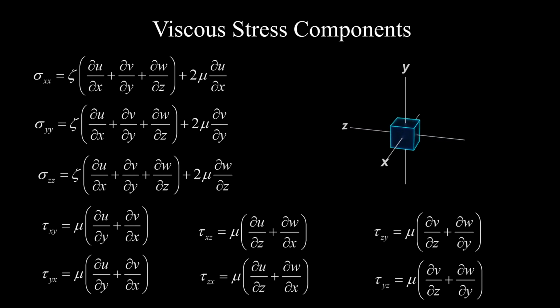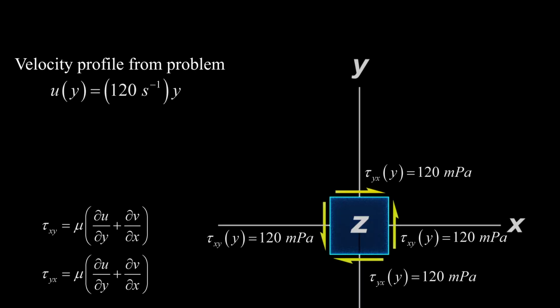However, at the moment, we are only concerned with fluids flowing in one direction. In our example, the fluid only has a velocity component in the x direction, which is given by the function u of y. As a result, many of these stress components reduce to zero, leaving only two shear stress components. Remember, the function u depended only on the variable y, so only stress components that contain the partial derivative of u with respect to y are retained.